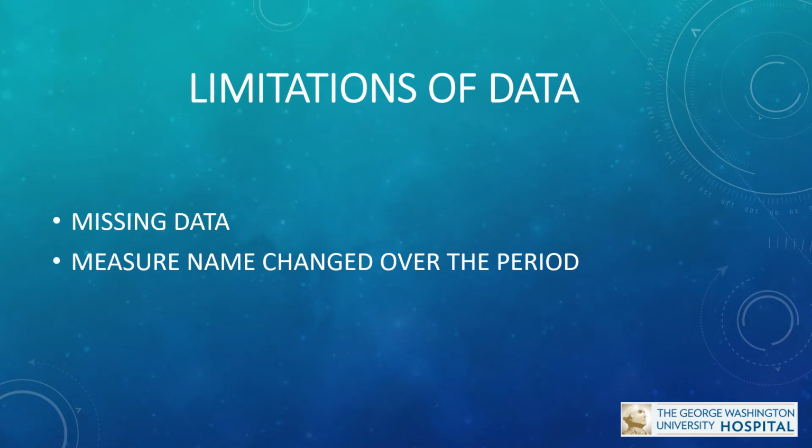When doing this analysis, there were four major limitations in the data. One limitation is missing data. For instance, some data was not available for all years or quarters, which limits the selection of measures. The second limitation found is that the measure name is changing over the period.